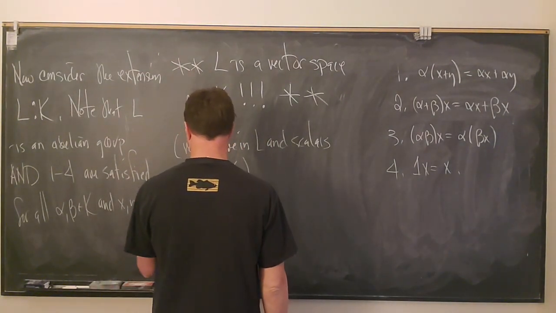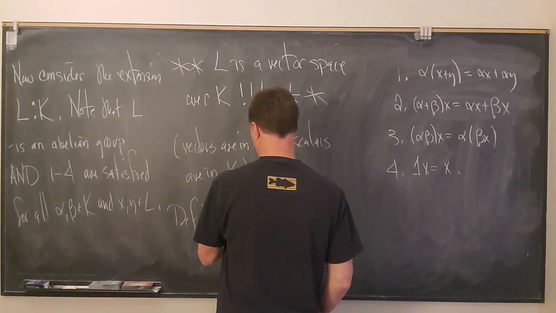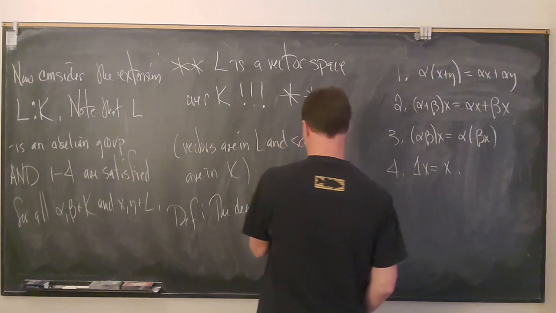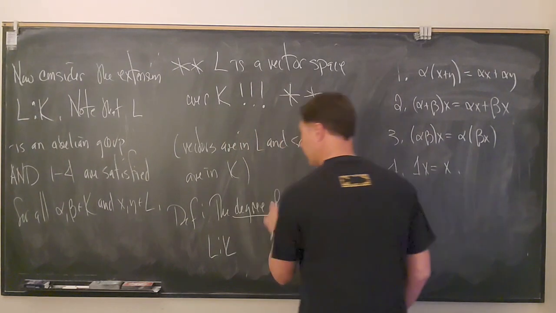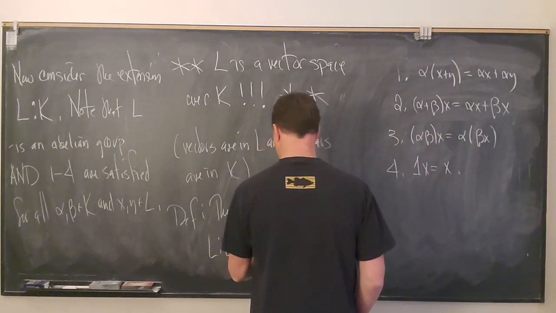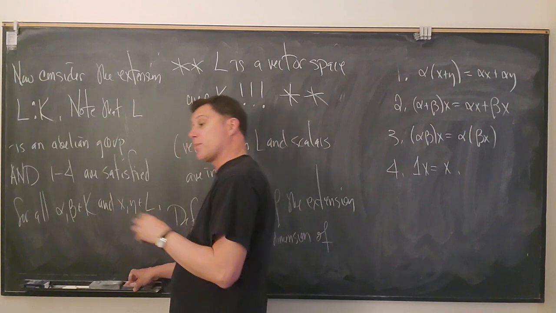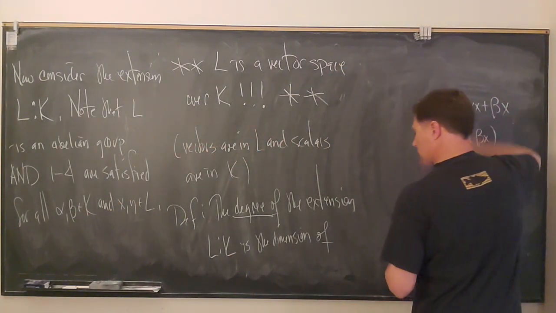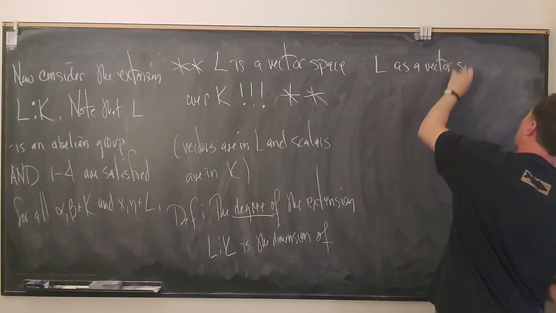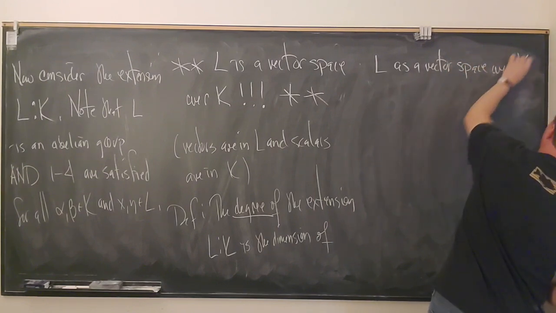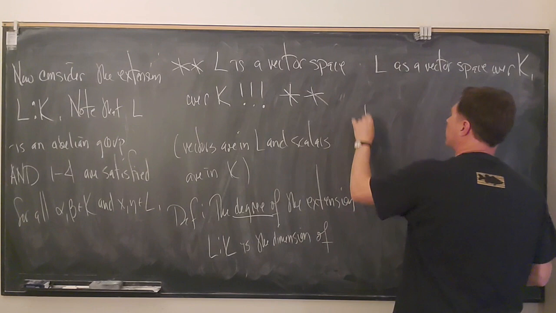A quick definition here, or it's really notation. The degree of the extension L over K, so we're defining this term degree, is the dimension of L as a vector space over K. The dimension of L as a vector space over K. So, for example, oh, whoops, and notation. So, notation here.